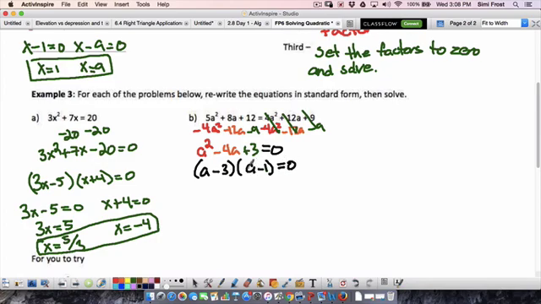And I set each of these to 0. But if I set them to 0, I'm just going to do this in my head. What number could I put in here so that this would become 0? Well, a positive 3. If I put a positive 3 in and subtract 3, that's going to be 0. If I put a positive 1 in here and subtract 1, that's going to be 0. So my answers for that big equation there are 3 and 1.